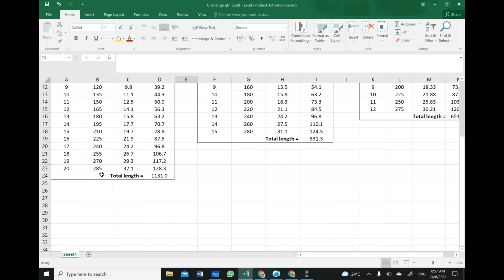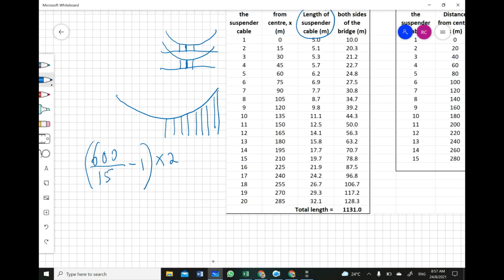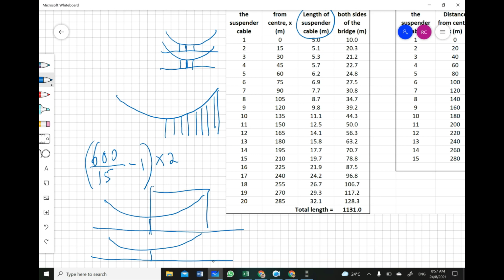Right-hand side 300, left-hand side 300, the opposite, another right, another left. So altogether we have to multiply by 4. I just count one part only. Hopefully you understand what I mean here. This is 2 sides of the bridge, right? So I just count one part only. That's why we need to multiply by 1, 2, 3, 4 sides to get the answer.